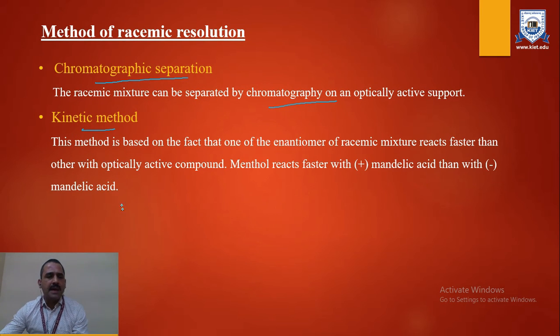The next type of method is the kinetic method, where we utilize the racemate mixture, and one isomer or enantiomer of the racemic mixture reacts faster with some reactant. Likewise, we have the example where we are utilizing methanol. Positive mandelic acid reacts faster with methanol than the negative. So whichever reacts fast with the methanol will be isolated first from the racemate mixture.